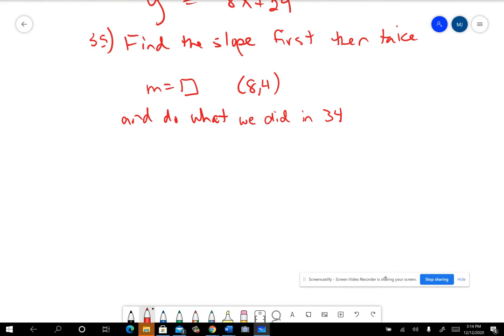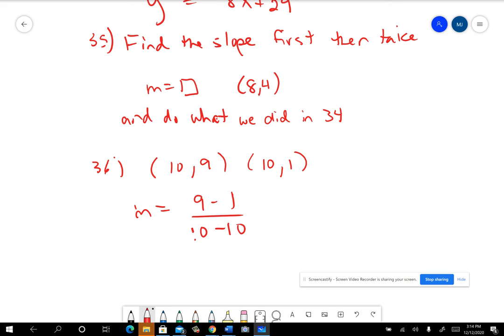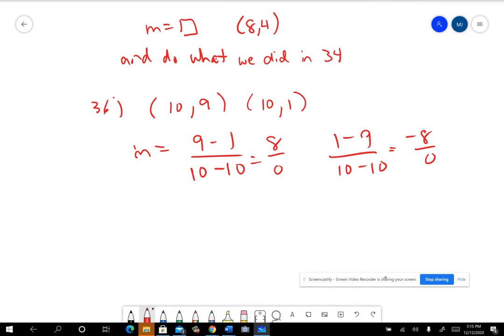Let's go ahead, though, and look at 36. It also has 2 points. And so I might go and take those 2 points, work on getting my slope. Like, doesn't matter which way you subtract on top. You could have done that or that, and it would have been correct. But you see, each time we get a 0 in the denominator, and division by 0 is undefined. So the slope is undefined. Okay, you don't have a slope. You can't plug it into a formula to help you get an equation. The slope is undefined.